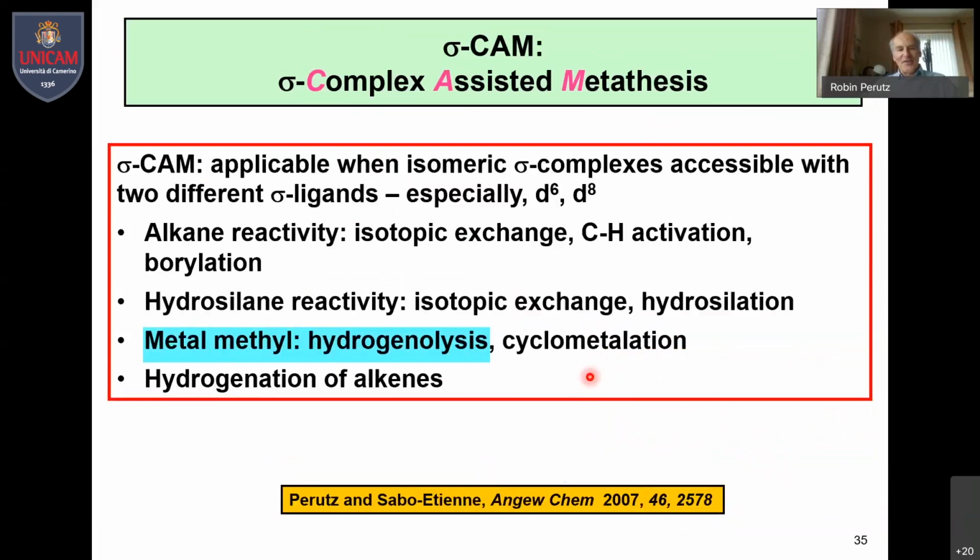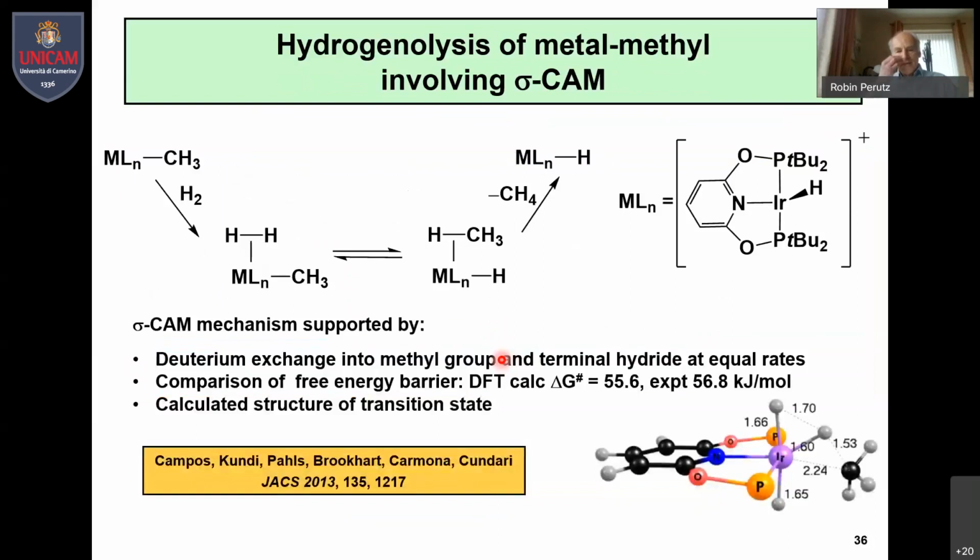Over the years since we proposed this way back in 2007, it's turned out that this mechanism is very significant for reactivity of alkanes and of hydrosilanes, and even simple reactions like the metal methyl reacting with hydrogen, hydrogenolysis, cyclometallation. So I'll just show you one example to finish with, the metal methyl hydrogenolysis. This work comes from Maurice Brookhart and Ernesto Carmona's work published in 2013.